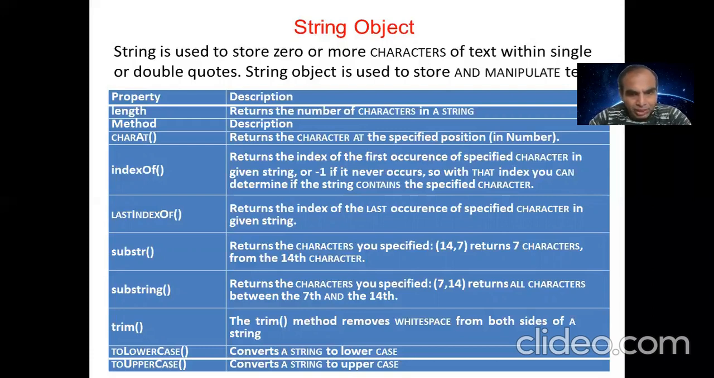Then substring returns the characters you have specified, for example 14, 7. So it returns 7 characters from the 14th character. Starting from the 14th character, it finds 7 characters and extracts those 7 characters from the string. Substring returns the characters you specified.